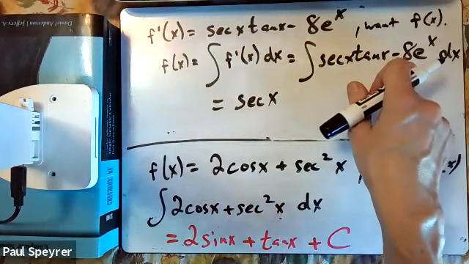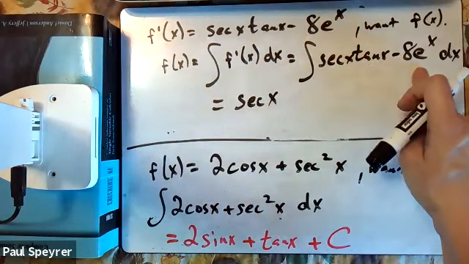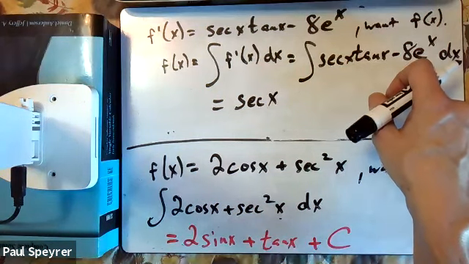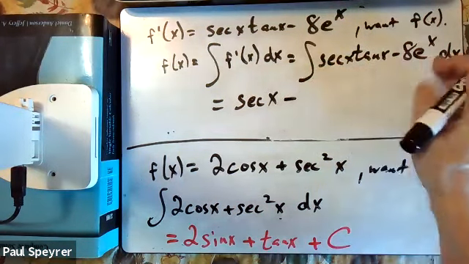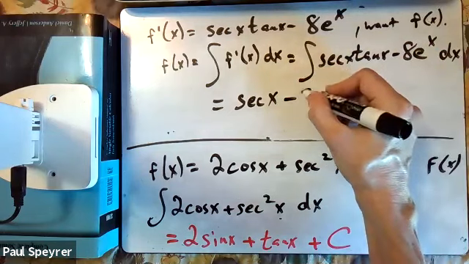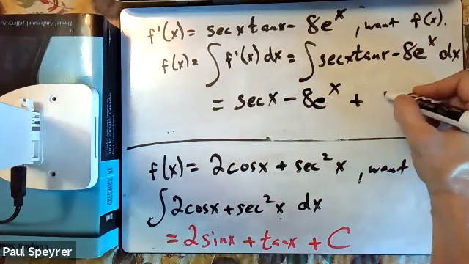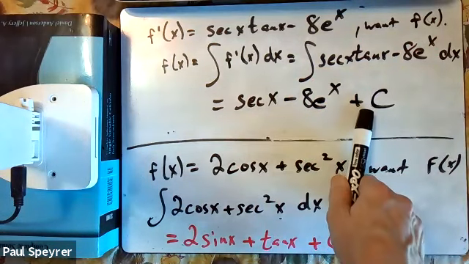Now moving along to this piece right here, what's the antiderivative of e to the x? Remember, the antiderivative of e to the x is just e to the x. And because we have that constant right in front of it, we just bring it on down. So it's minus 8e to the x. And then don't forget your plus C.